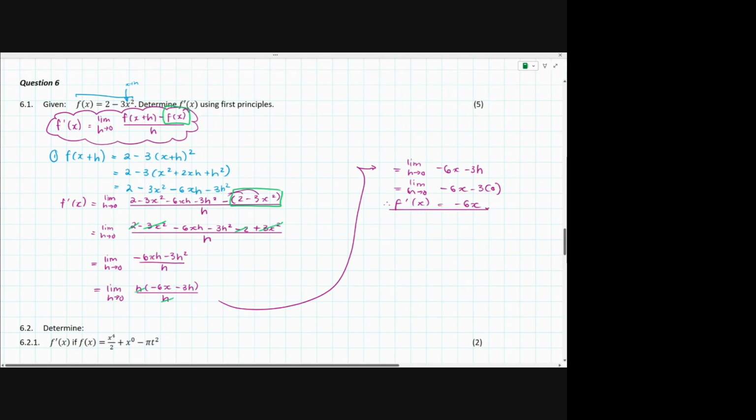Now, grade 12s, remember that you know the shortcuts. So when you see this question, you should immediately be saying, okay, cool, 2 derives to 0, times the exponent by negative 3, negative 6, x exponent minus 1. You should already know what your answer should be. You then go and follow your first principles method in order to get that answer. But you should know what it is because you have the shortcut rules.